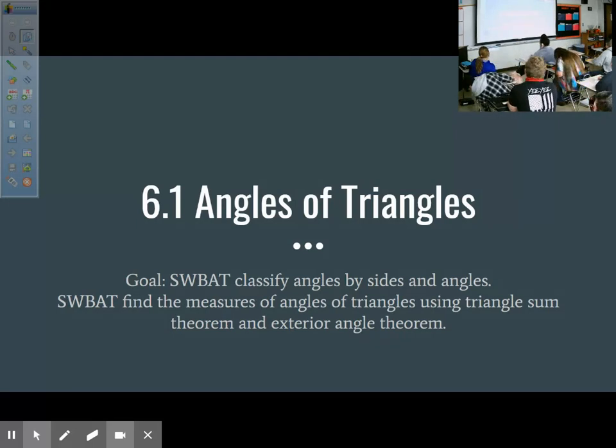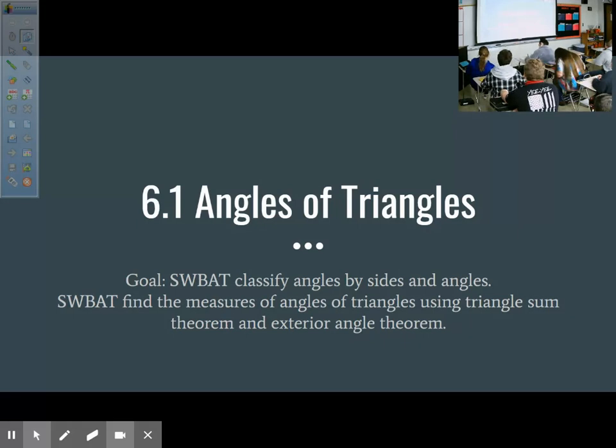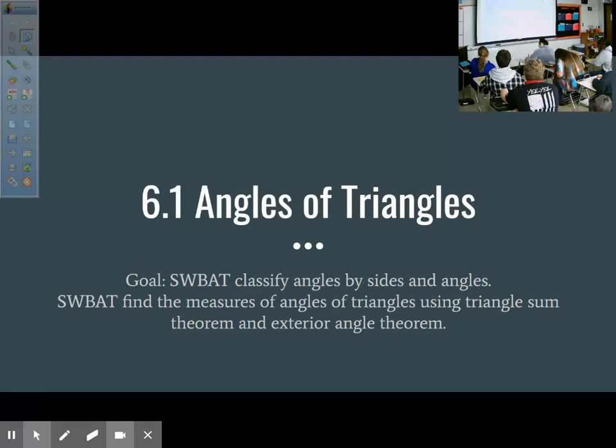Then students will be able to find the measures of angles of triangles using the triangle sum theorem and the exterior angle theorem. The two theorems are pretty easy, but you're going to have to use those two along with other things to find missing angles of figures. You've done it before in middle school and elementary school, but they're going to get just a tad bit more complicated.